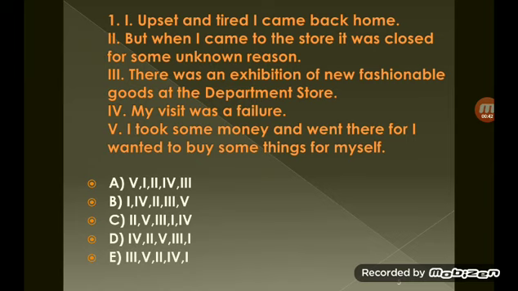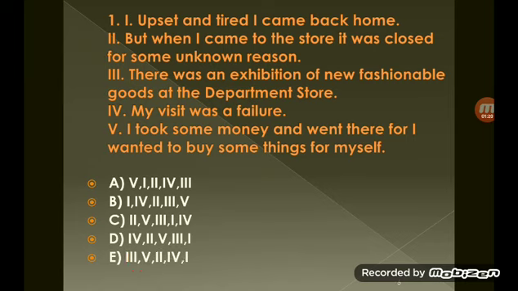So this 1, 2, 3, 4, 5, these are the parts of the paragraph. These are different sentences and the options are given. You have to choose the correct option that will have the right sequence of sentences that will make up the right answer. You can pause the video if you like. So the correct option is E.